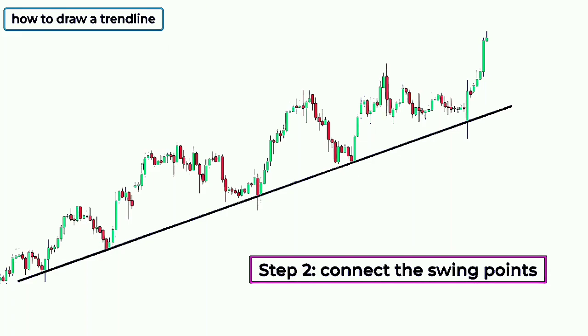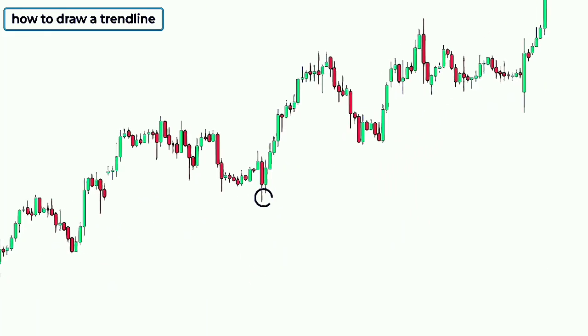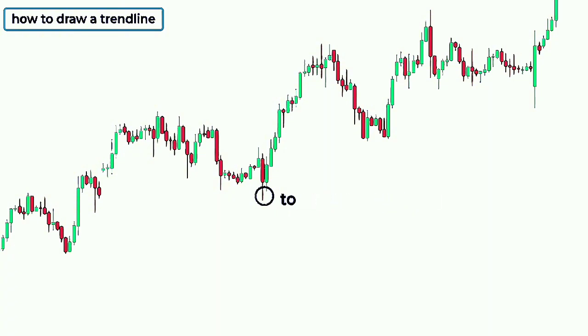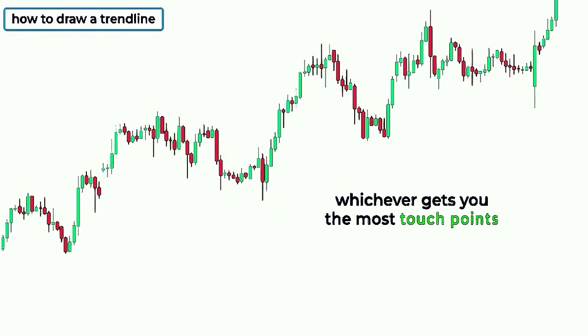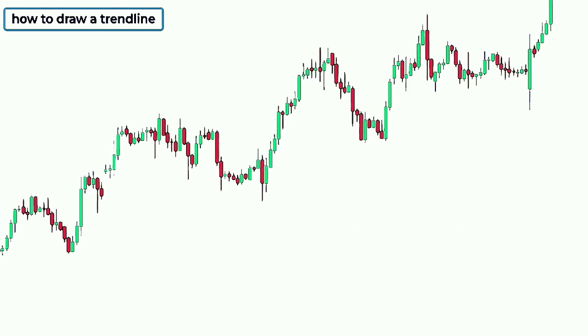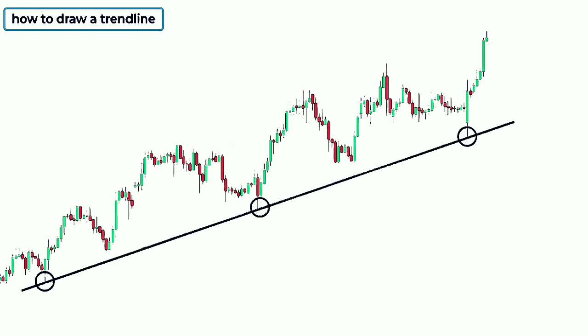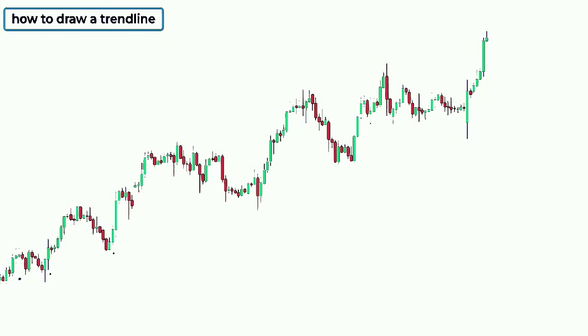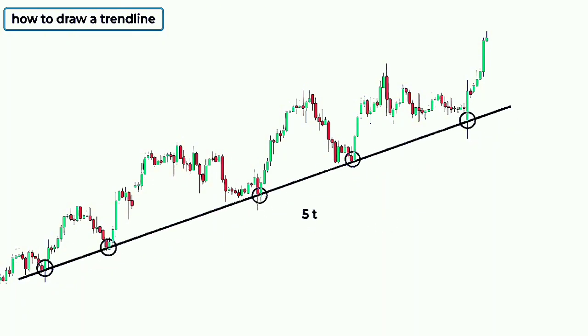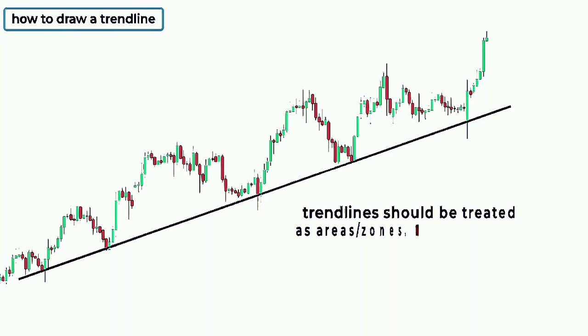Now, a common question people ask when drawing a trend line is, should I draw them touching the wicks of the candles? Or should I draw them touching the bodies of the candles? The answer is, whichever gets you the most touch points. For example, looking at this chart, if we draw a trend line by touching the wicks, we get a total of 3 touch points. However, if we draw it touching the candle bodies, we get a total of 5 touch points. So for this specific chart, since the goal is to get as many touch points as possible, we'll draw it touching the bodies.